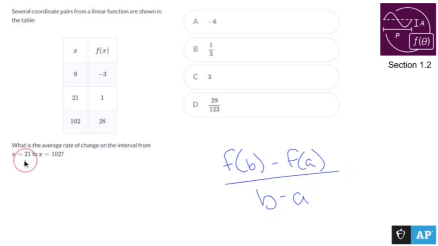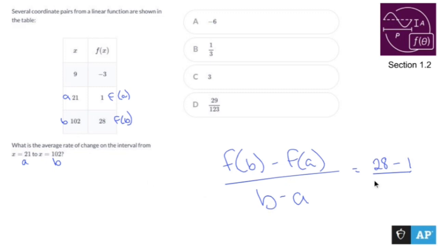I can call you A, I can call you B, it really doesn't matter. So you'll be A, you'll be B, you'll be f of A, you'll be f of B, and now it just becomes a nice little PEMDAS problem. F of B is 28 minus f of A, which is 1, spoke too soon.